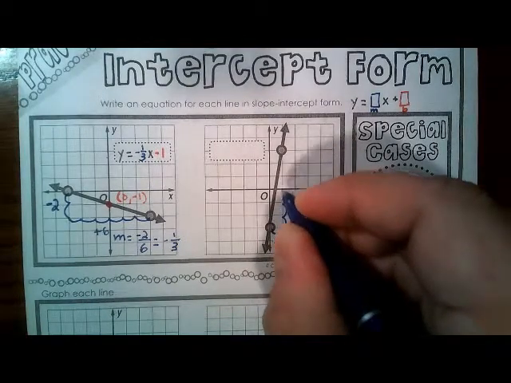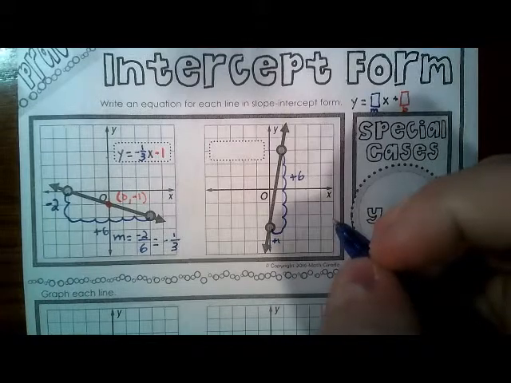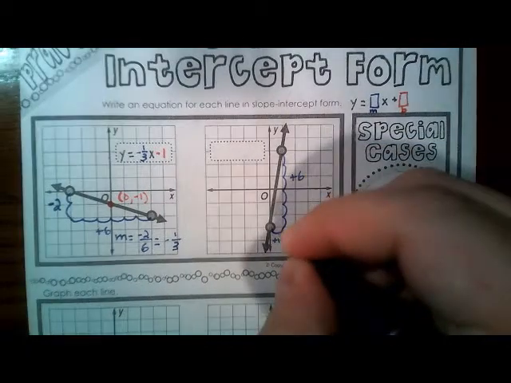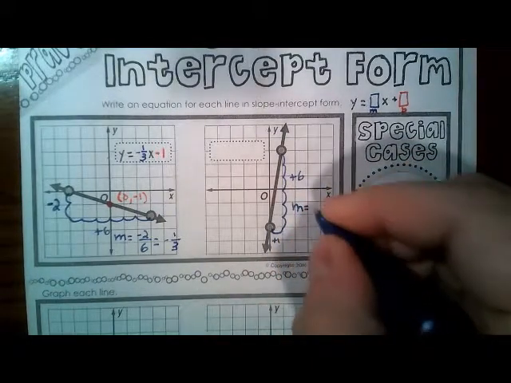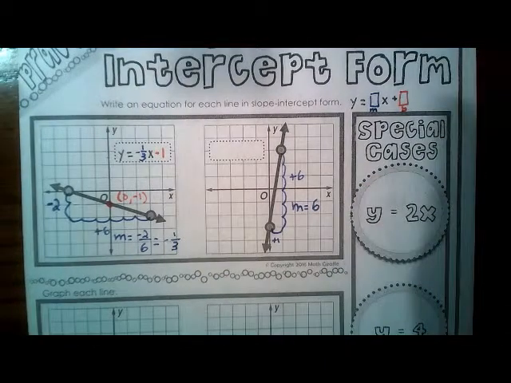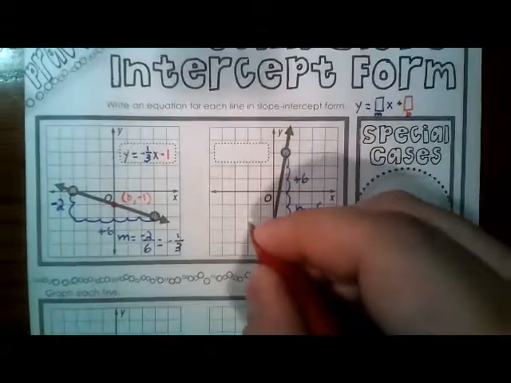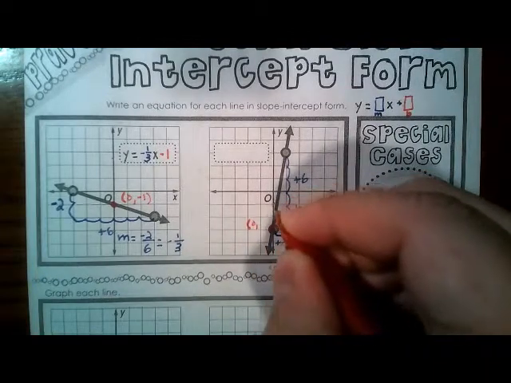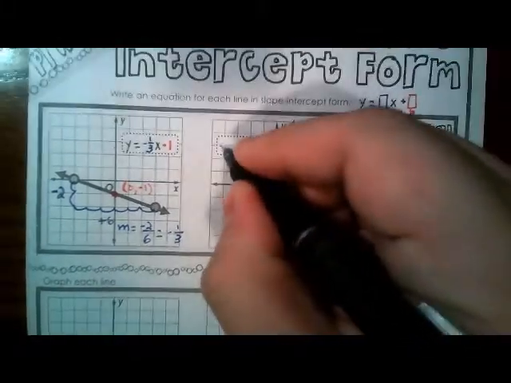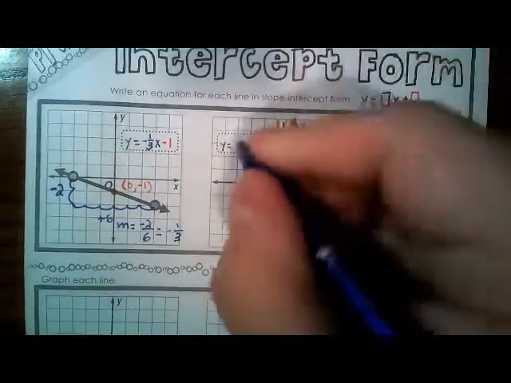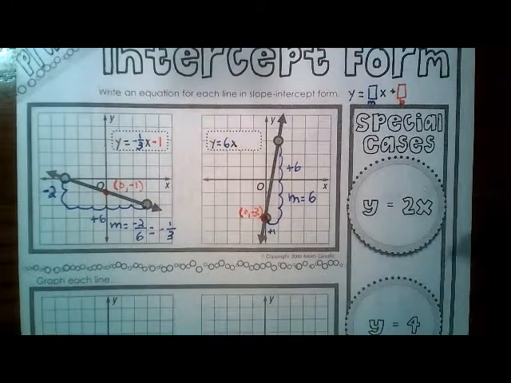And my rise 2, 3, 4, 5, 6, +6. So my slope for this one is going to be 6 over 1. Remember, it's still rise over run, even though I found this number first. So that is 6 over 1, which is just 6. And my y-intercept occurs right here, the point 0, -3. So your answer should have been y equals +6x -3.